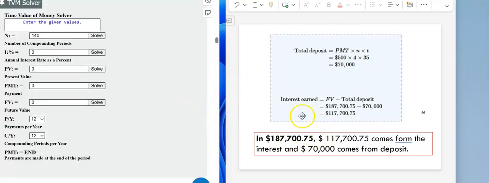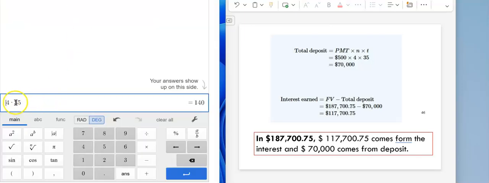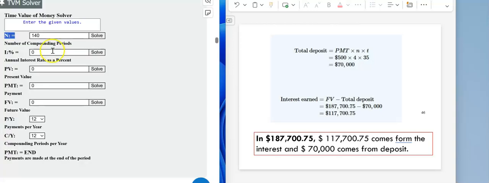Now I'm going to show you how to find this future value FV using the TVM, time value of money, solver. In this TVM solver calculator, uppercase N is lowercase n times T. So I'm going to write down here: uppercase N equals n times T. That's how you find uppercase N. n is 4 and T is 35 because the time is 35, and if you multiply 4 and 35 you get 140. So 140 is going to be uppercase N. So I put 140 here.